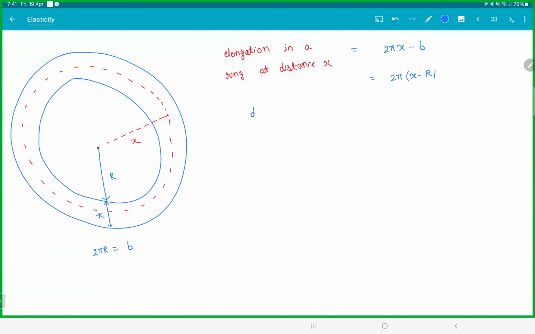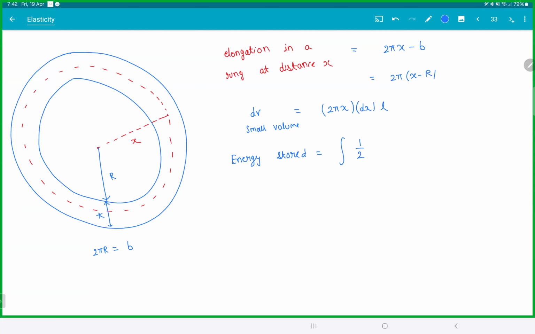Now, what is the small volume of this thing? For this thin ring, actually it is a small cylinder. So the thin volume will be the circumference 2 pi x, the thickness dx, and the length L. This is the volume. What is the energy stored? Half. Now we'll change the formula, okay? Remember what is the formula? Half stress into strain into volume.